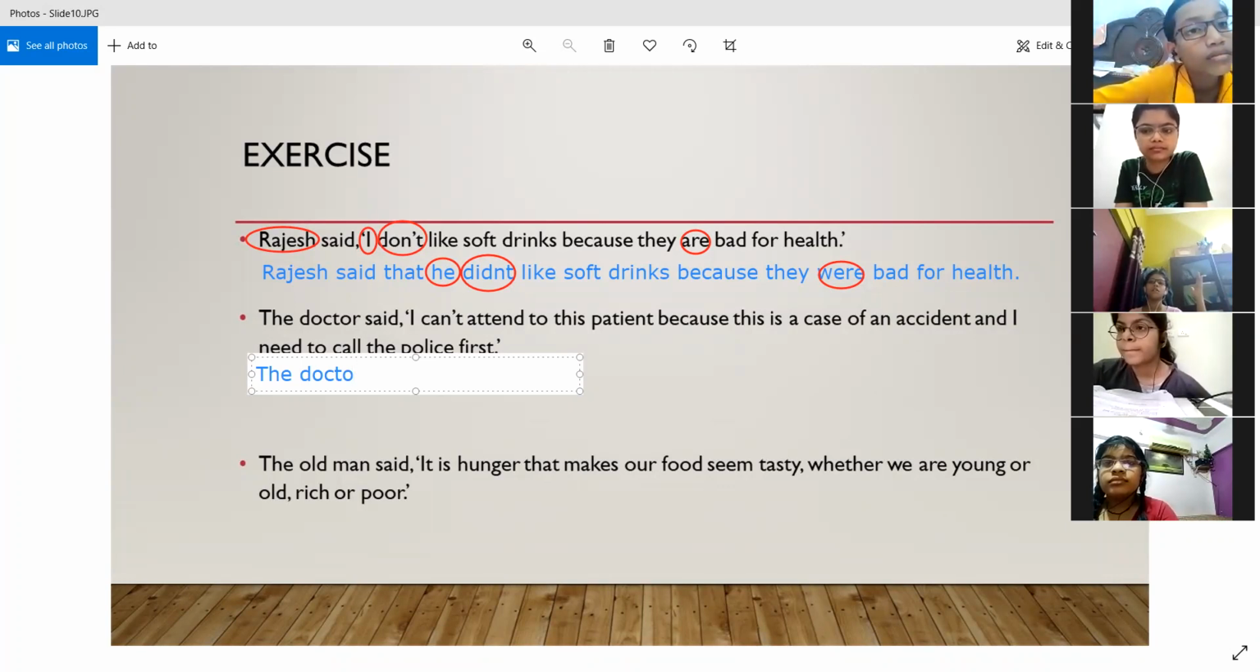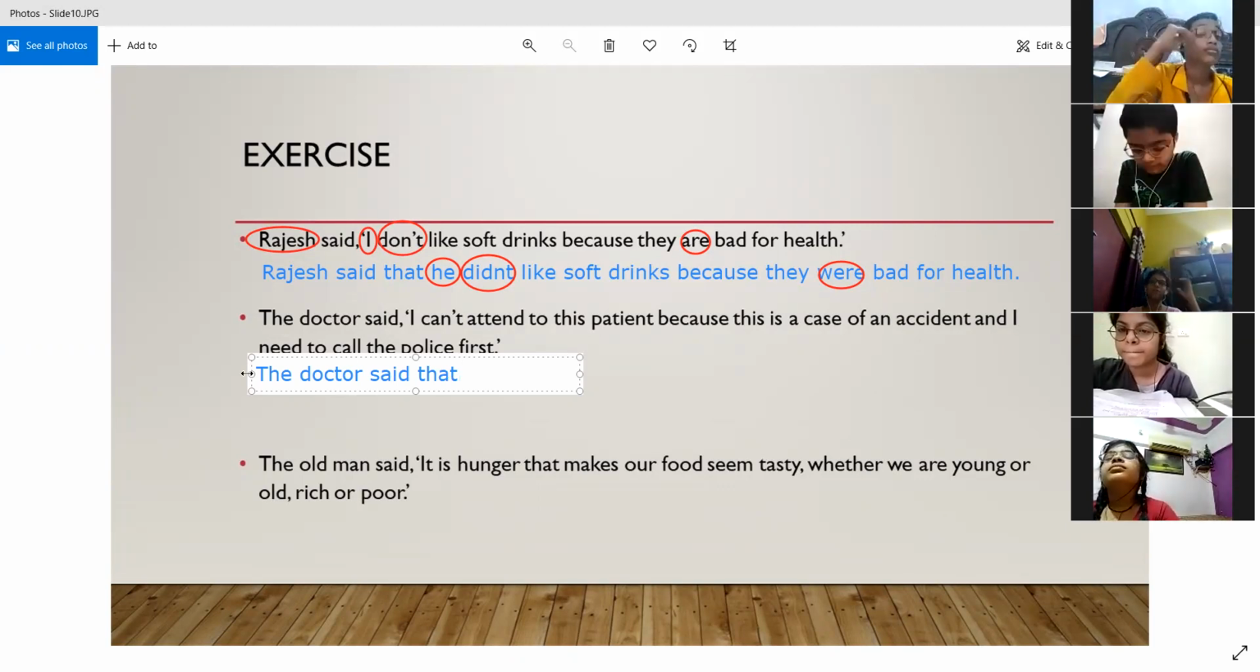Can't is basically a case of simple present, and it is also a modal, and can changes into could, right? So this is how we are going to change it. The doctor said that. Now you can see I is present, so it is going to change according to the doctor. Because he is more commonly used, according to the usage we are going with he. But if you want, you can also go with she. He or she, both can be fine. There is no problem, right? So the doctor said that he, then Pratishtha?